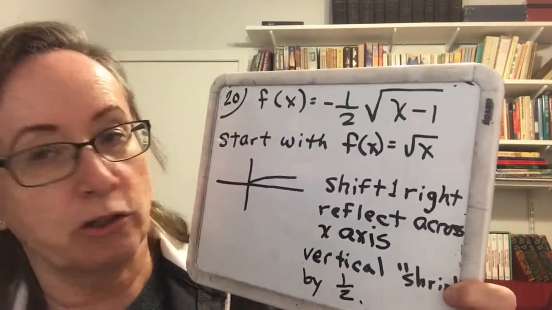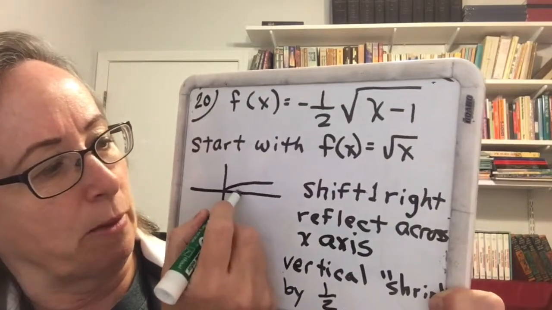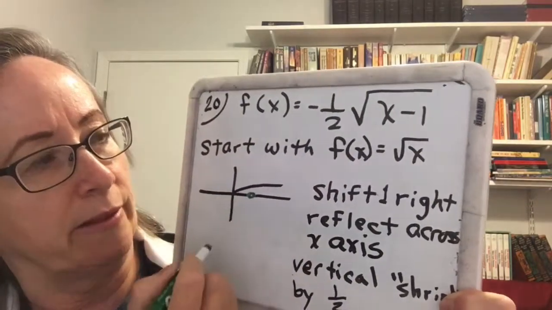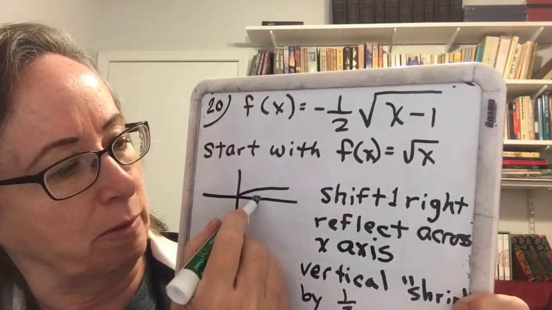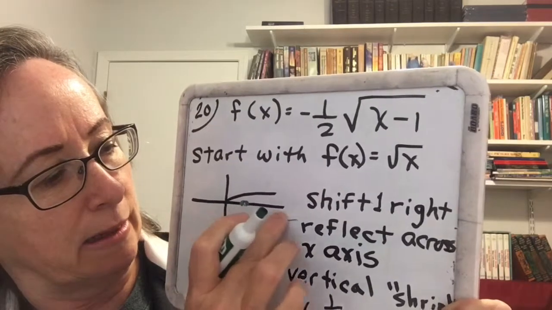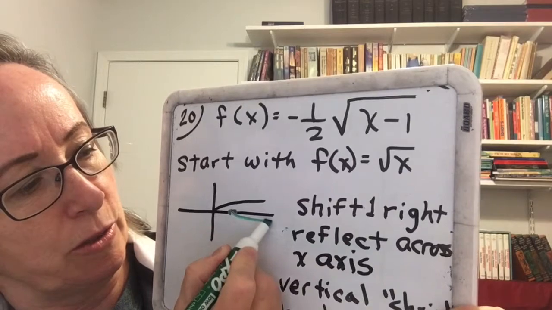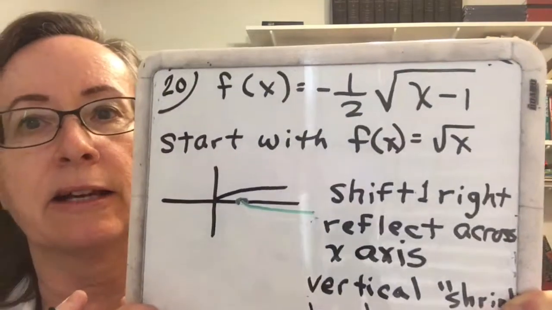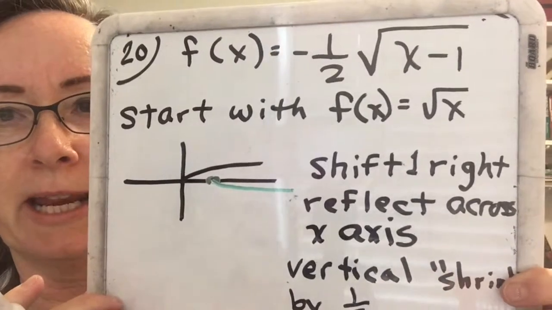So if we were going to graph this one, we're going to have to shift it over by 1. So we'll do our 1 there, and we're going to reflect it down. So it would be going like this. However, it's also shrinking, which means it's going to be skinnier to the x-axis there. So that's just an approximate of how that's going to change.